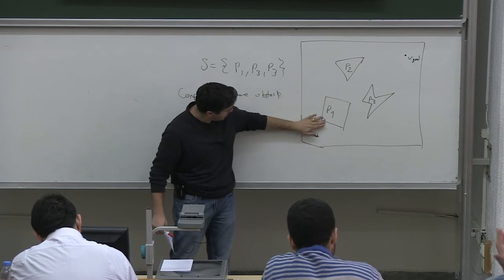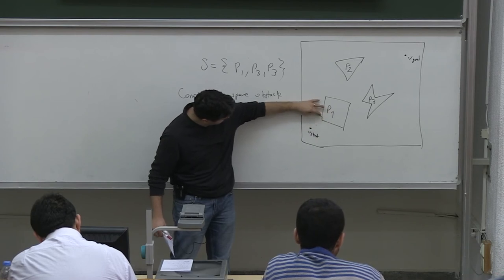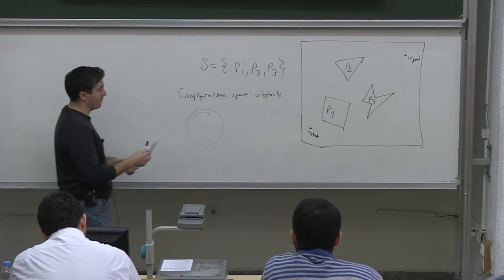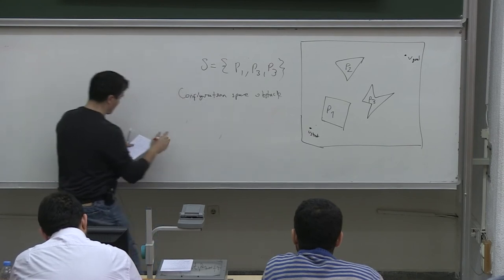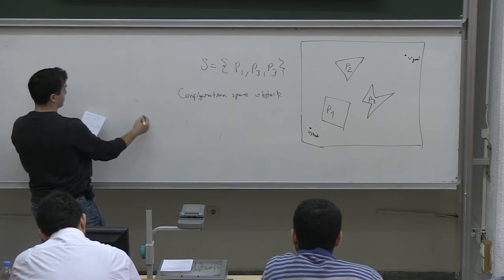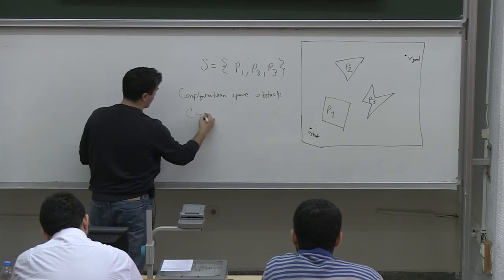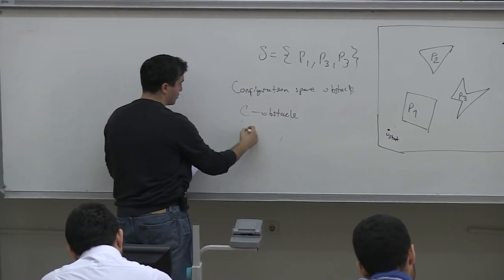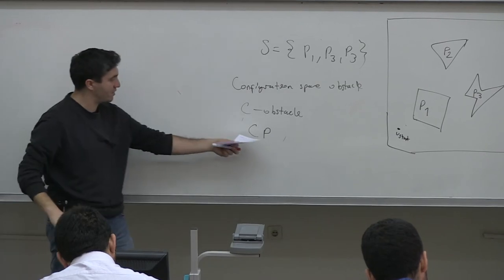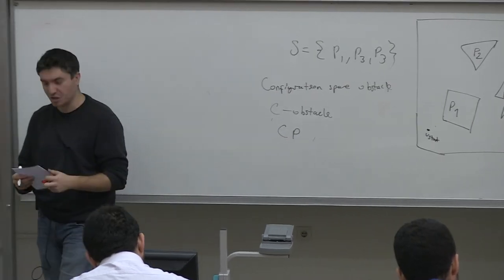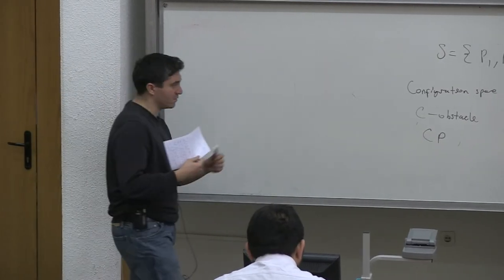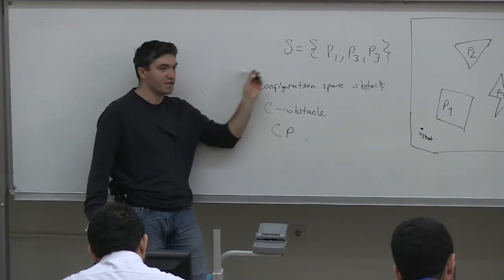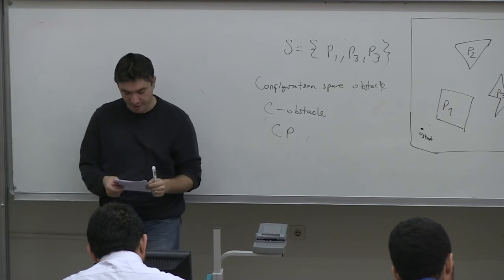Right now, let's just delay this problem, and let's just think about the point robot, and the mapping of a polygon to the configuration space. We are going to denote the configuration space obstacle as C obstacle. The polygon, when it's mapped to the configuration space, we are going to denote with this term CP, to distinguish between the actual obstacle and the polygon in the obstacle in the configuration space.